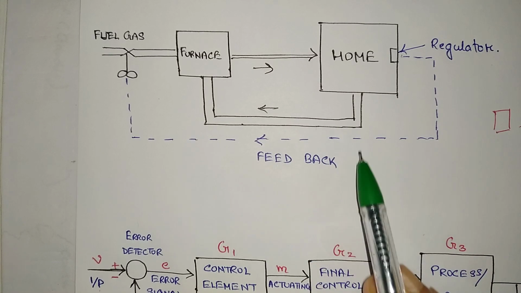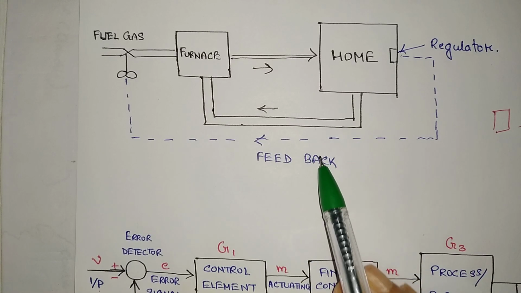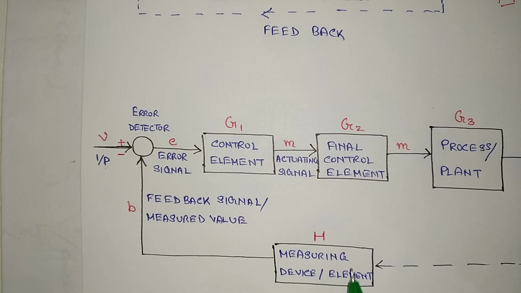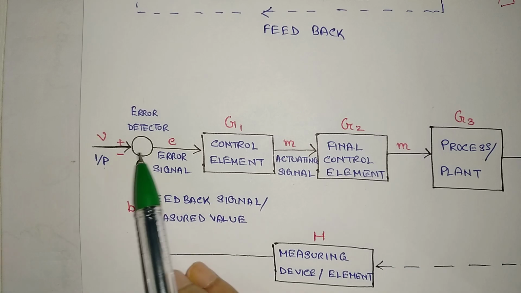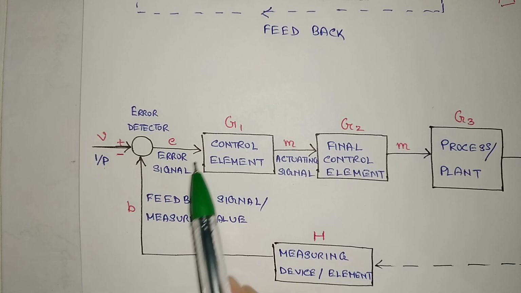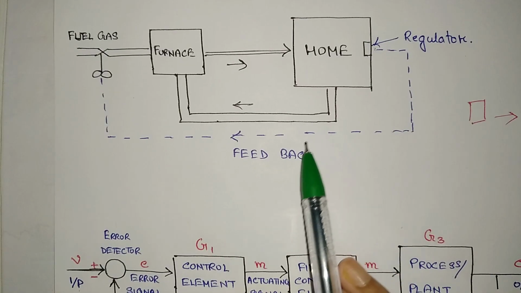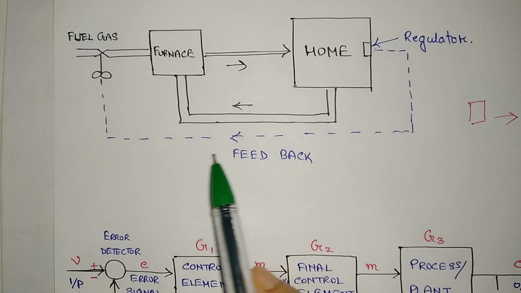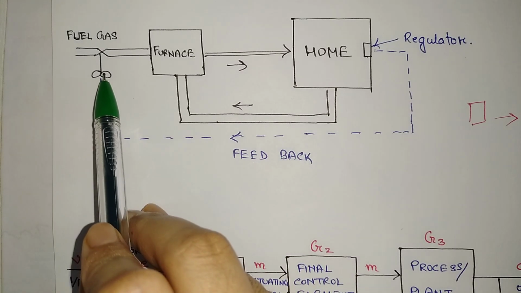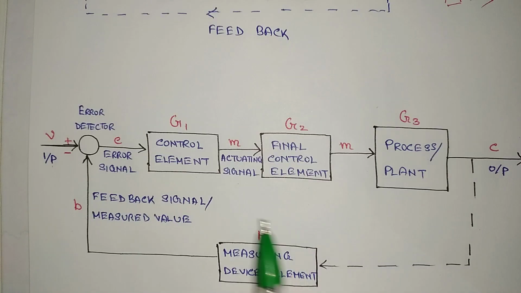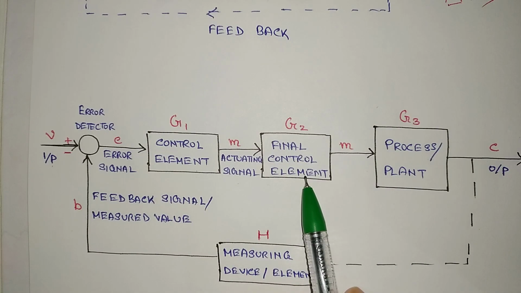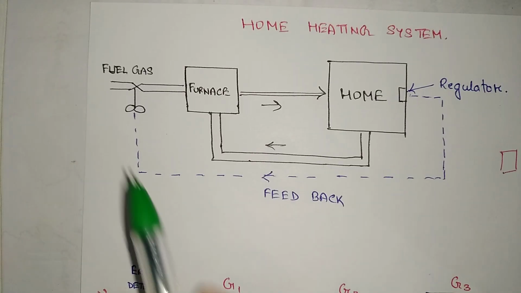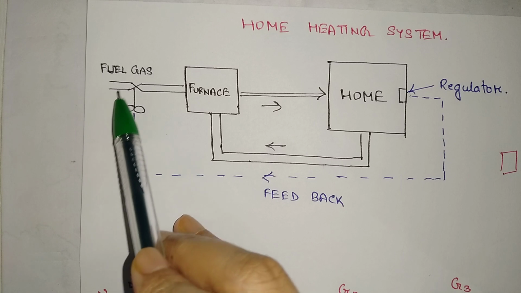Now for the particular action to be done, the deviation will be measured. From the measuring element, we'll measure the error, the deviation, then send it to the controlling element. Here is the controlling element. It will act upon it, decide how to do it, and send an actuating signal to the final control element. This goes from the controlling element to the final control element. Here in the home heating system it is our valve. This is our final control element.